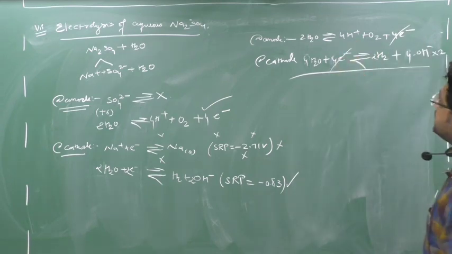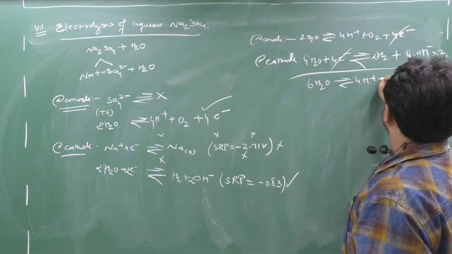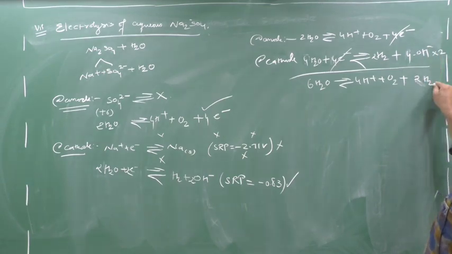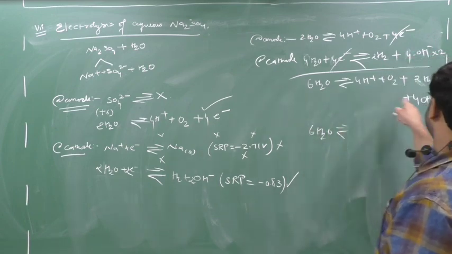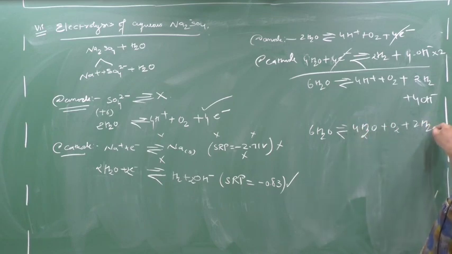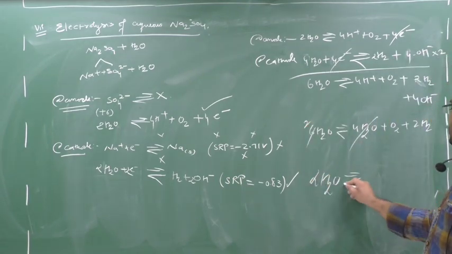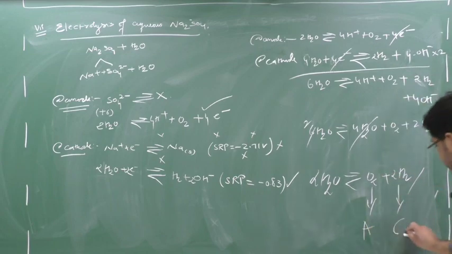The 4 electrons get cancelled. 2H2O plus 4H2O will be 6H2O, which gives 4H+ plus O2 plus 2H2 plus 4OH-. Clear? Here 4H+ and 4OH- means 4H2O. So I get O2 plus 2H2, and here 2H2O is remaining. So 2H2O gives O2 plus 2H2. Clear? O2 gas is liberated at anode, and H2 at cathode.